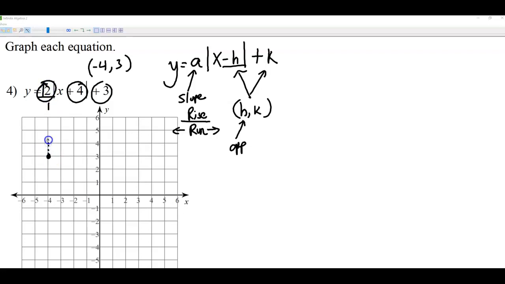So I'm going to go up 2 spaces. And then the 1 on the bottom tells me to go to the right and left 1. Go to the right and left 1 space. And so we get these 3 points. We have the vertex and then these other 2 points, and we connect them like so. And there's my absolute value graph.